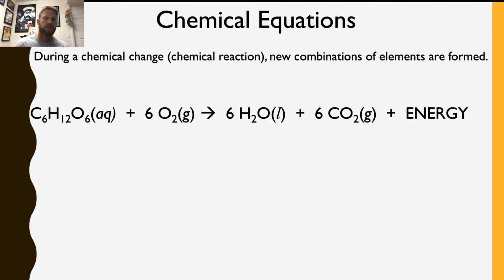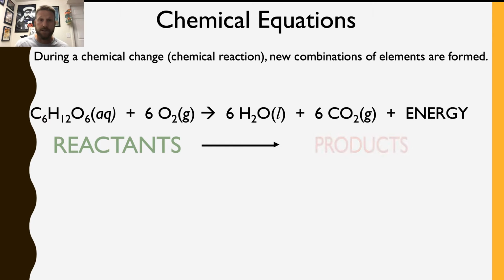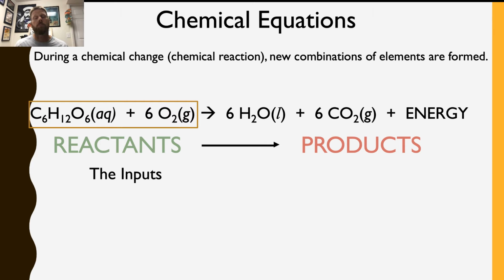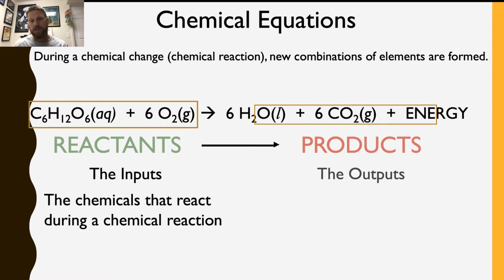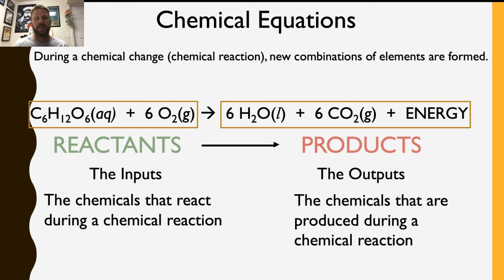A chemical reaction can be split into 2 sections, if you will. There's a section on the left side of the arrow and a section on the right side of the arrow. On the left side of the arrow, we have the reactants. On the right side of the arrow, we have the products. The reactants are the things that are put into that chemical reaction. In this case, glucose and oxygen. The outputs of the reaction are the products. They are the new substances that are formed by this chemical reaction. In this case, water and carbon dioxide.